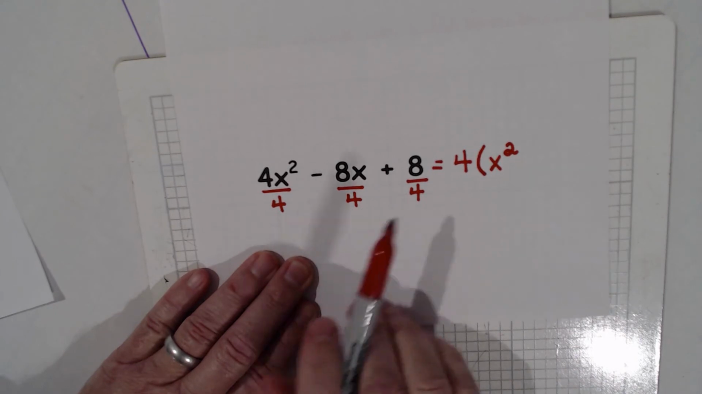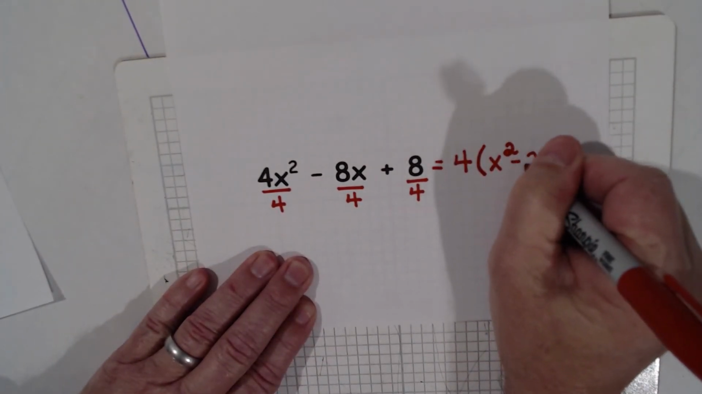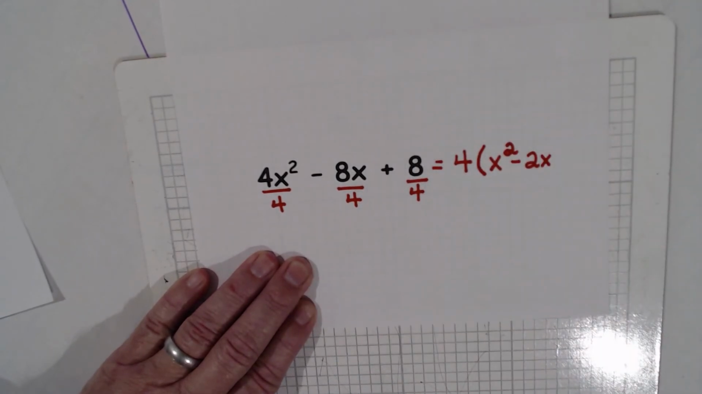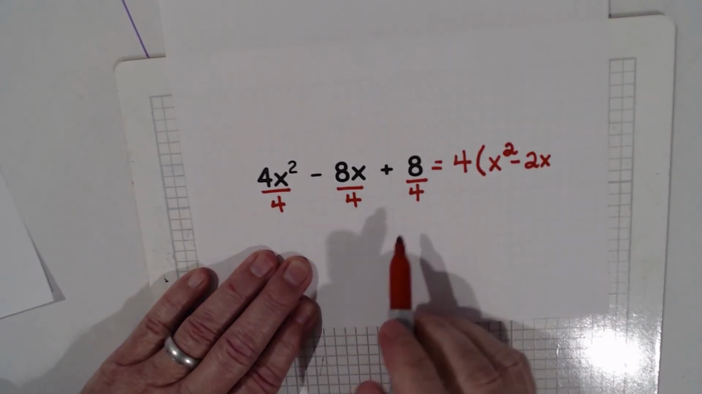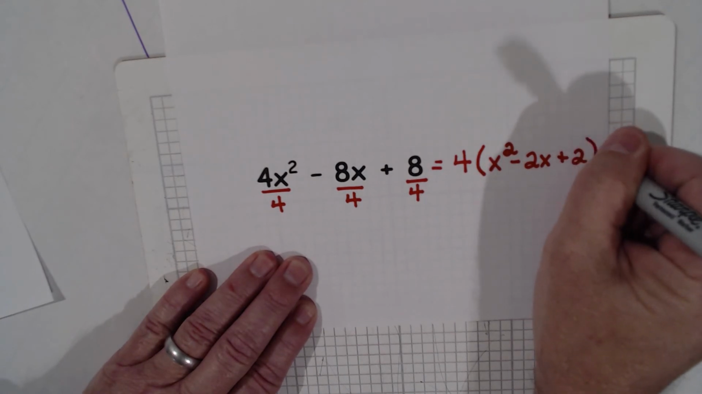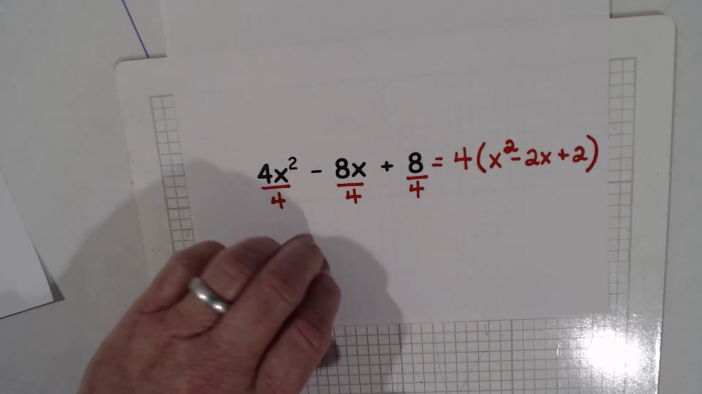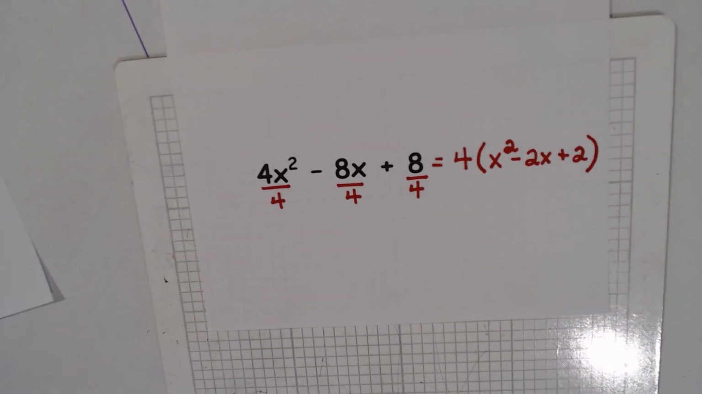Negative 8x divided by 4. Negative 8 divided by 4 is negative 2x. And 8 divided by 4, positive 2. And I close my parentheses. I'm simply factoring out the greatest common factor, and this is the first thing you always do when somebody asks you to factor something. You always factor out the greatest common factor.